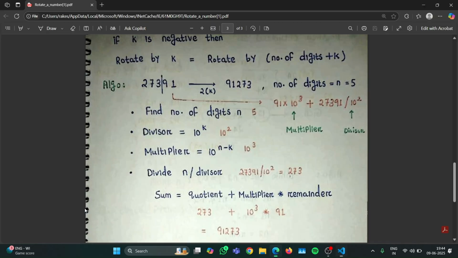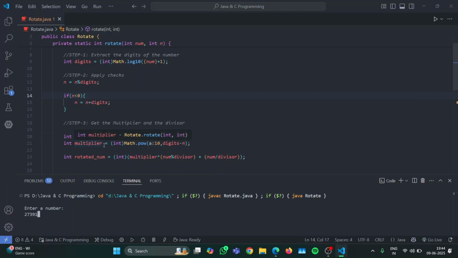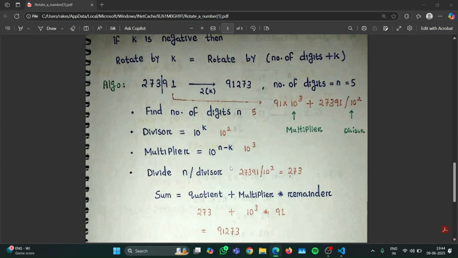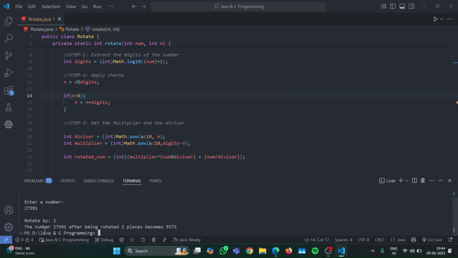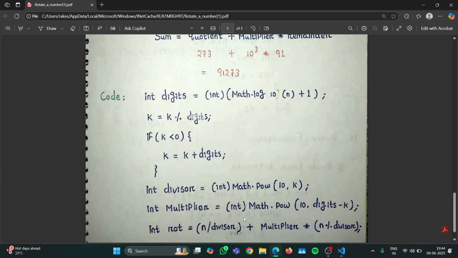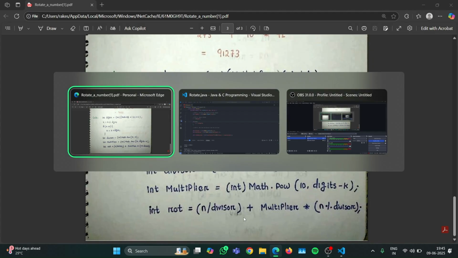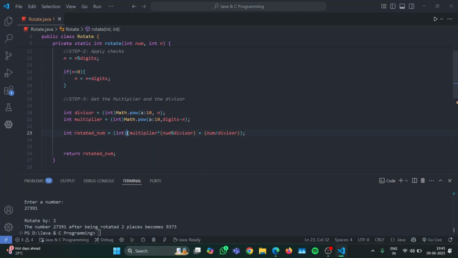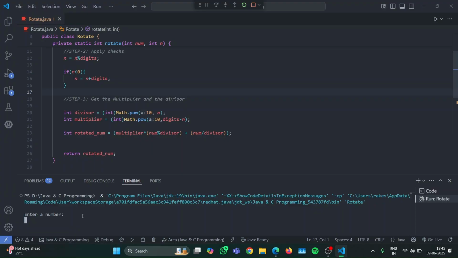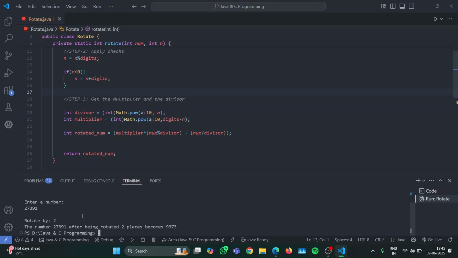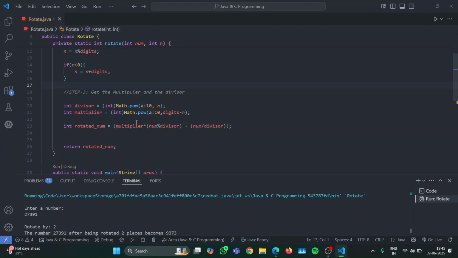Enter a number. Let me give that same number, 27391. Rotate by. Let me give the same rotation value, that is 2. The number 27391 after being rotated 2 places becomes 9373. So what is our problem? Let me check what the problem is. That's why we are getting this inconsistency. I think we don't need this int over here. Let me run this again. 27391 rotated by 2. I think there is a problem with the logic.